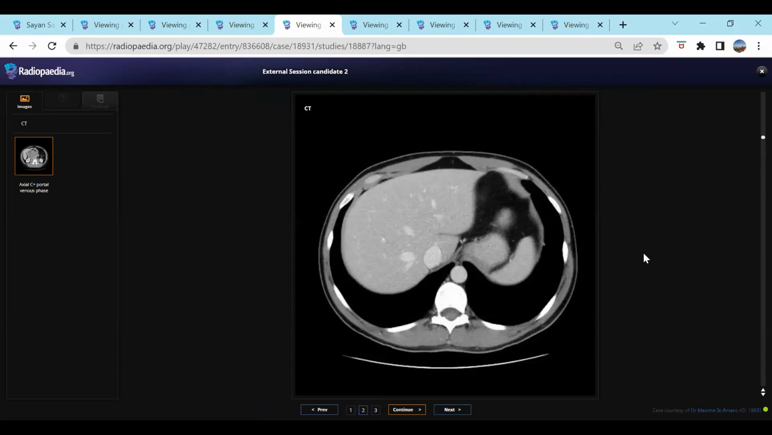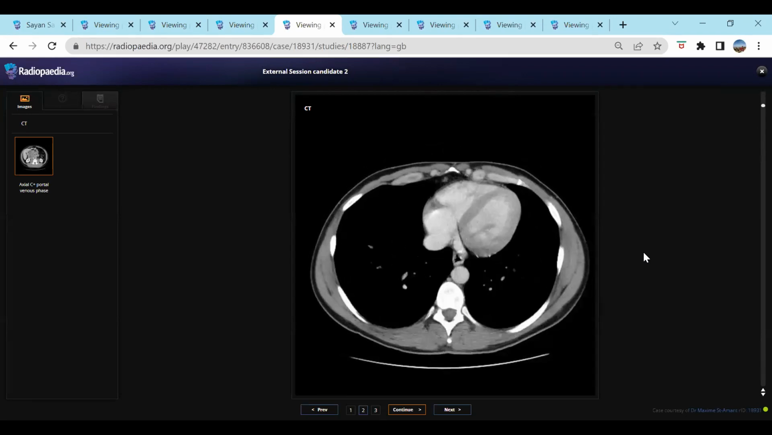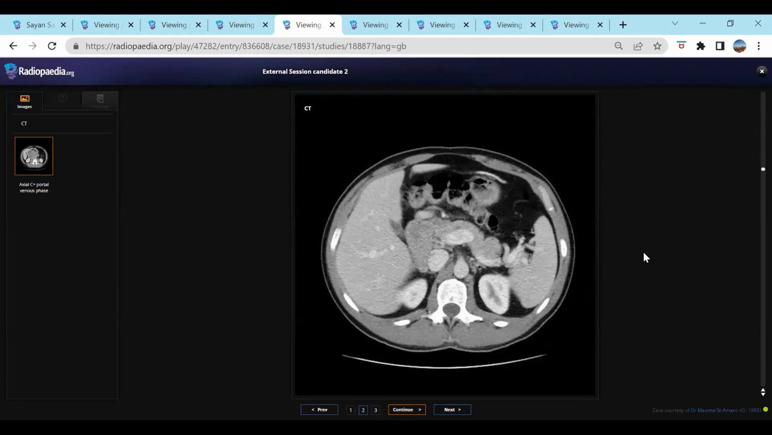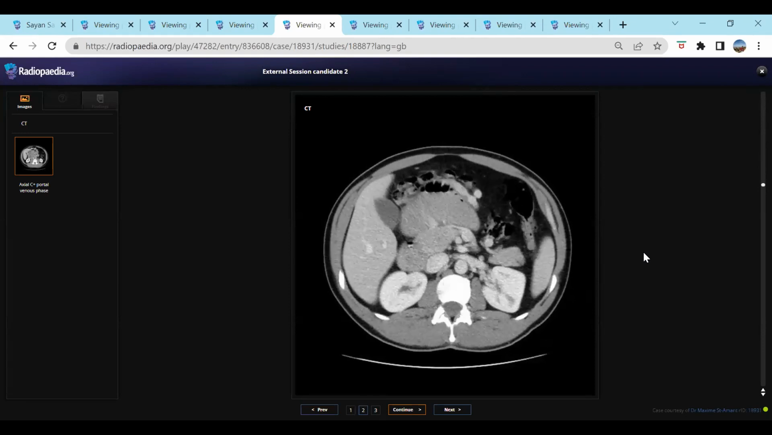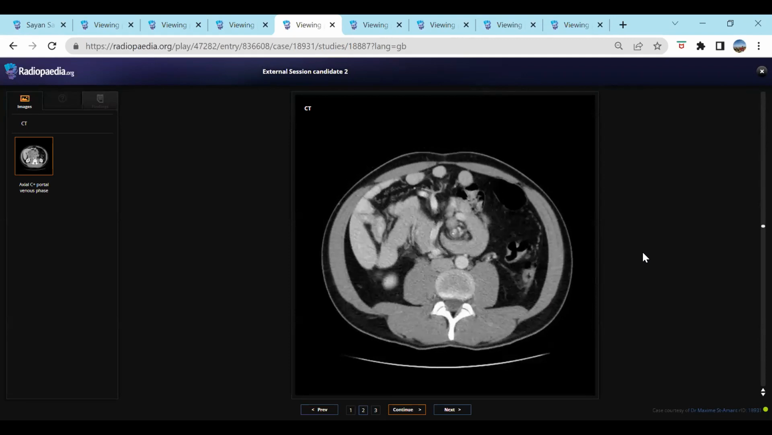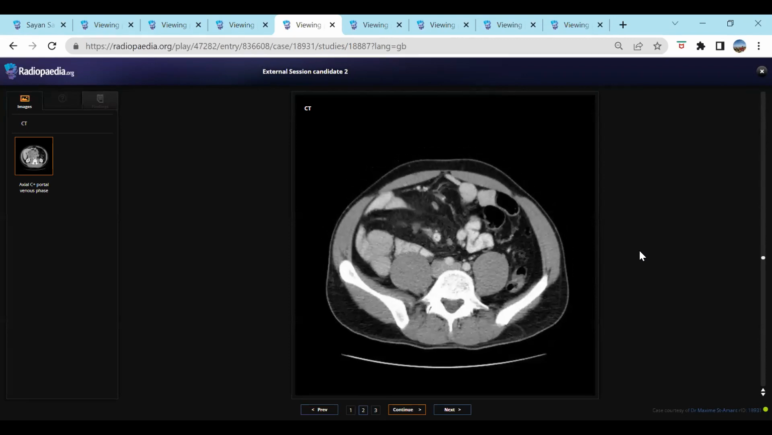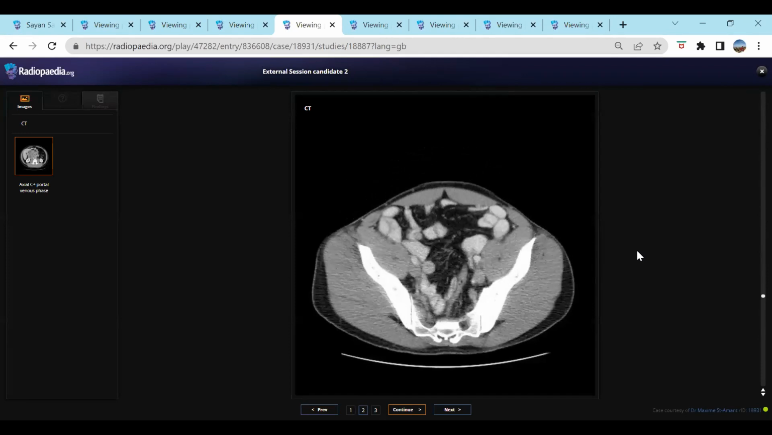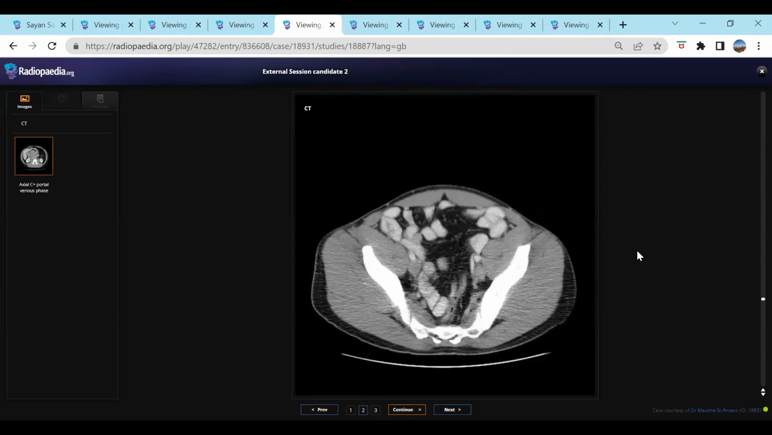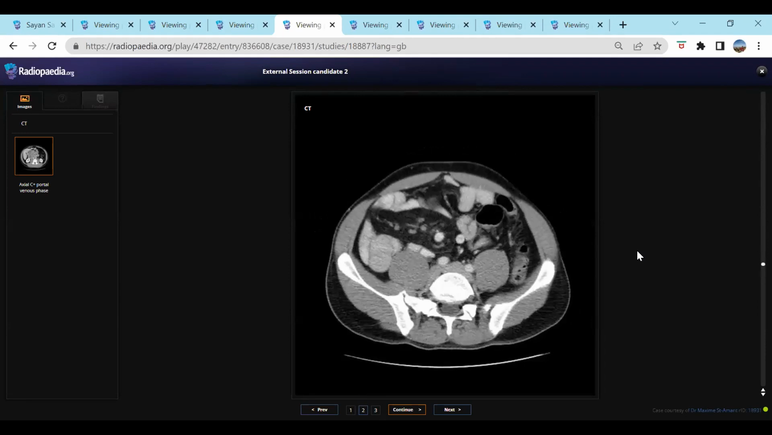So I've been provided with a contrast enhanced CT scan of the abdomen. Images have been acquired in the portal venous phase. I'm just taking a quick look through the images before I start commenting. So the most obvious finding is I see a swirling pattern of the mesenteric vessels.